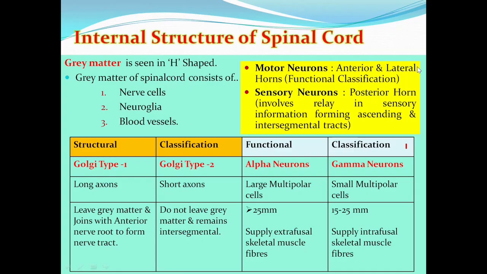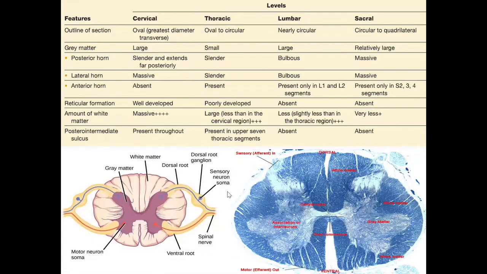So when you talk about the internal structure, mainly when you take the cross section, this is the cross section of the spinal cord. As discussed, this will be the anterior median fissure and the posterior median sulcus. At the center, you have the central canal. And we can find the anterior root and the posterior root, which make up the spinal nerve.